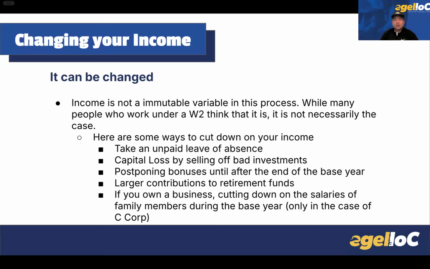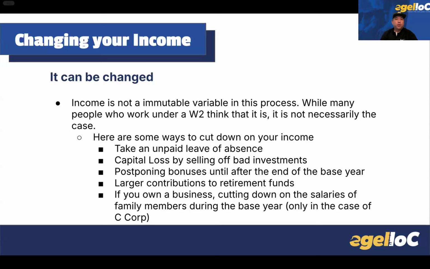Now, if you own a business, you might think about cutting down the salaries of your family members or yourself during that baseline year. A lot of people say, oh, I have a business, I can do that. But unfortunately, it's only for a certain type of business, only if you have a C Corp. If you have an S Corp or an LLC or a sole proprietorship, unfortunately, at least in California, all those different business entity types are pass-through entities, which means that you will be taxed on them. It is only when you have a C Corp that you won't have any of your business things on your personal tax return.